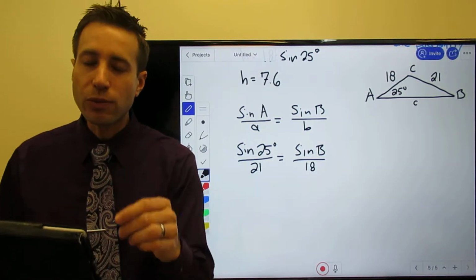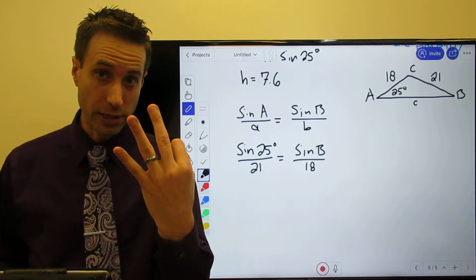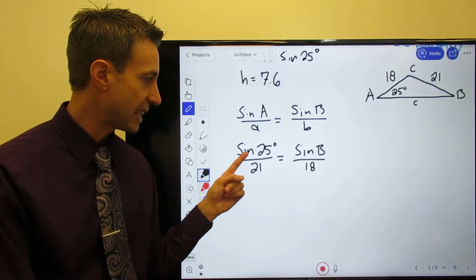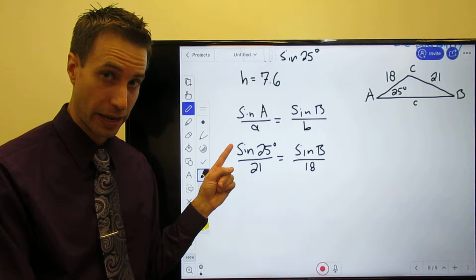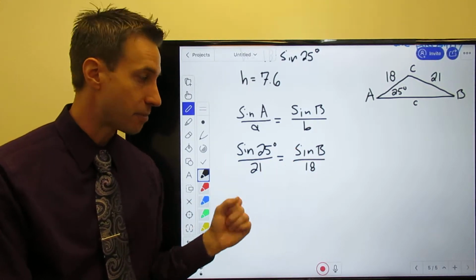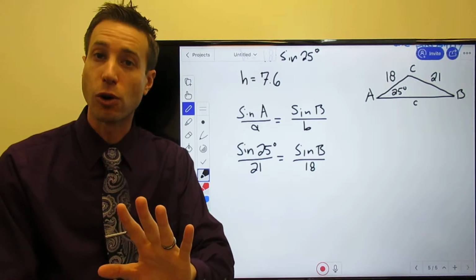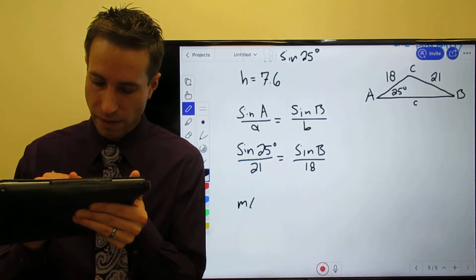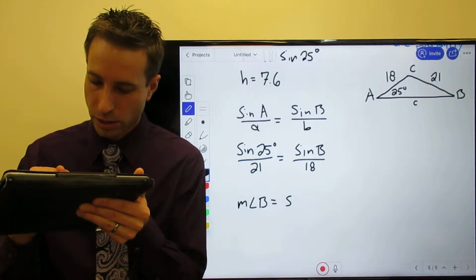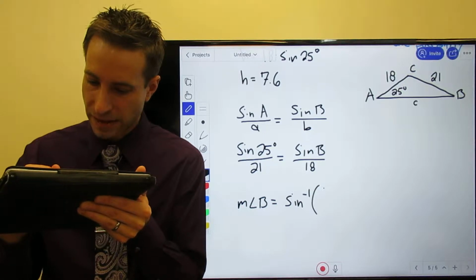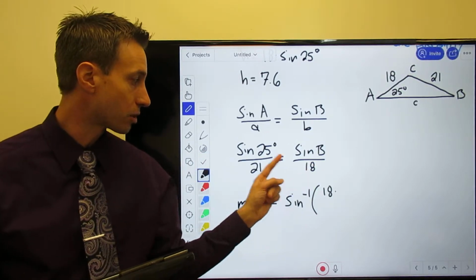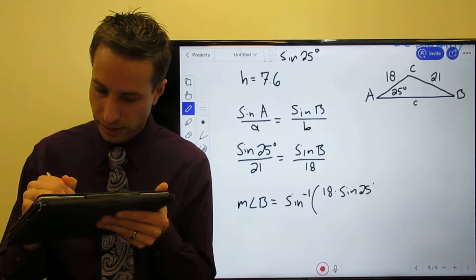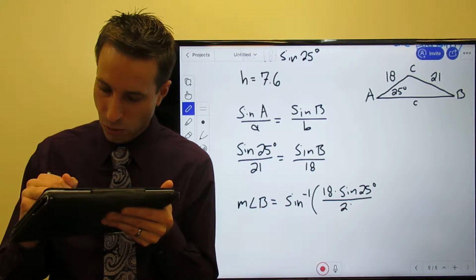Again, we've now done this, I believe, for the third time, where we have solved for the measure of an angle. I think we can probably do it all in one step. I'm going to multiply the 18 to the other side. It'll go straight into the numerator. So then the sine of B will be equal to all of this. But in order to solve for the measure of the angle, I have to take the inverse sine. So the measure of angle B will be equal to the inverse sine of 18 times the sine of 25 degrees, all over 21. 18 because I had to multiply the 18 to the other side.